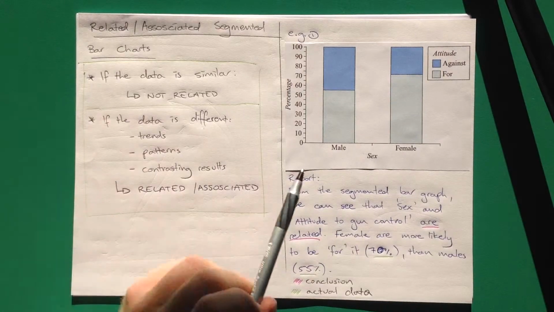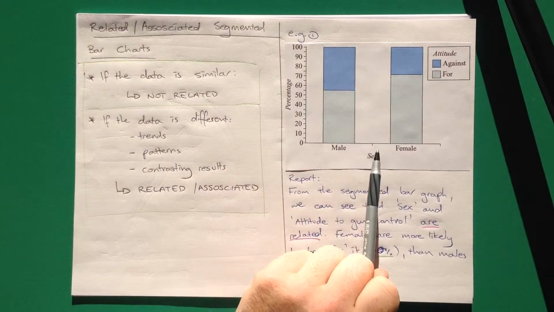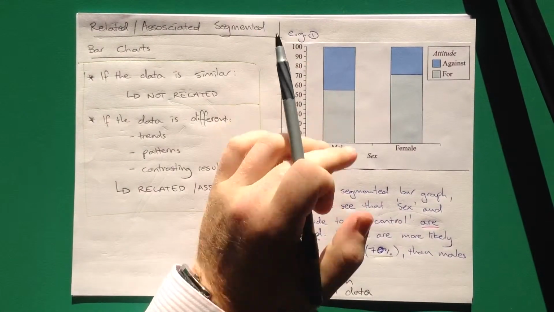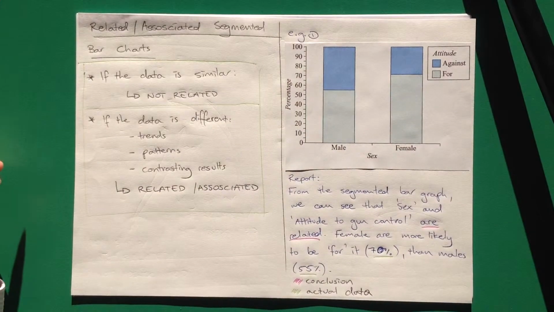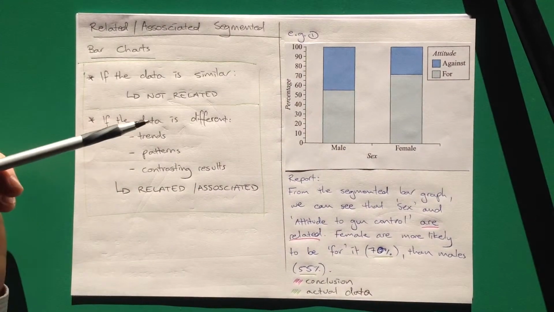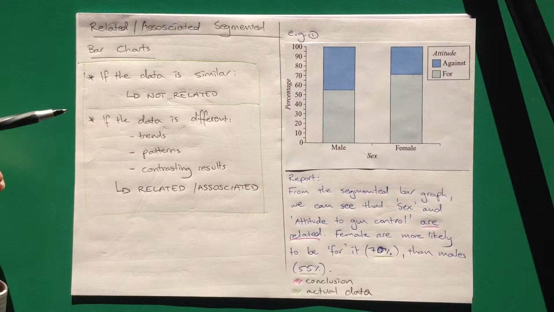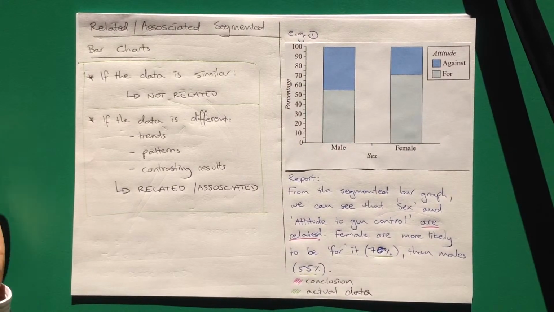It's just the same sort of process, but we'll just list each of the variables here rather than just having the one variable labelled at the bottom. You imagine you've drawn the bar chart already. Now we're going to look at saying, are they related and associated, or are they not related or associated?